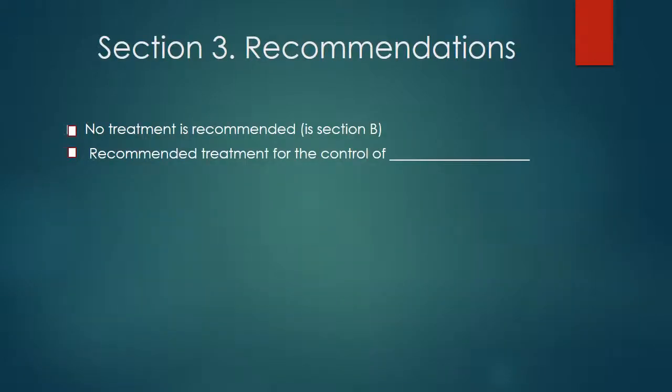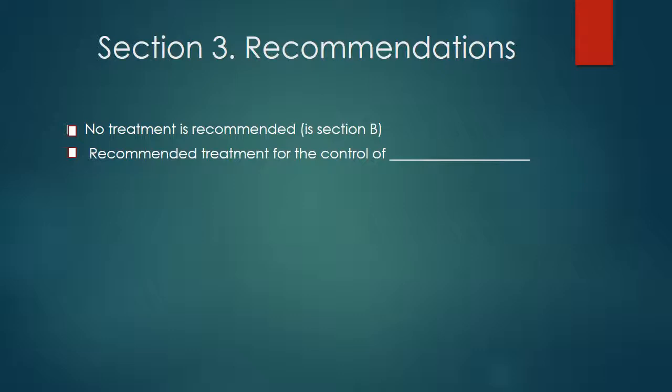Section 3 is also interesting. It kind of works in conjunction with Section 2. First box is going to say no treatment is recommended. If Section B is checked, you're going to have to explain why. So this takes us a little further down from Section 2, box B. If you check box A that says no active termites or visible evidence, then we're great. You can go ahead and check this box saying no treatment is recommended.